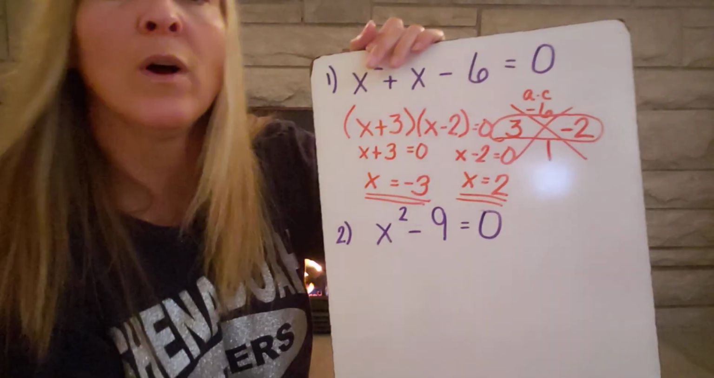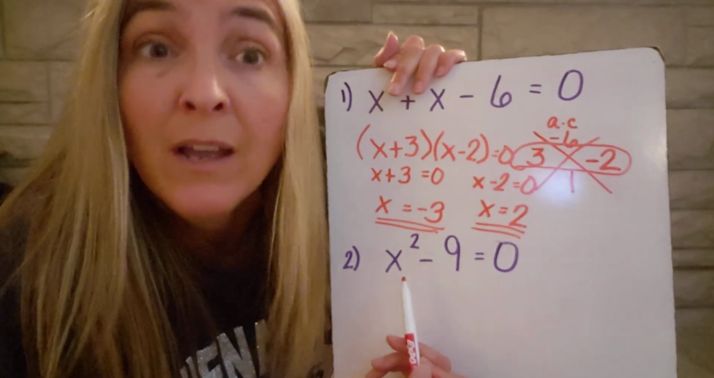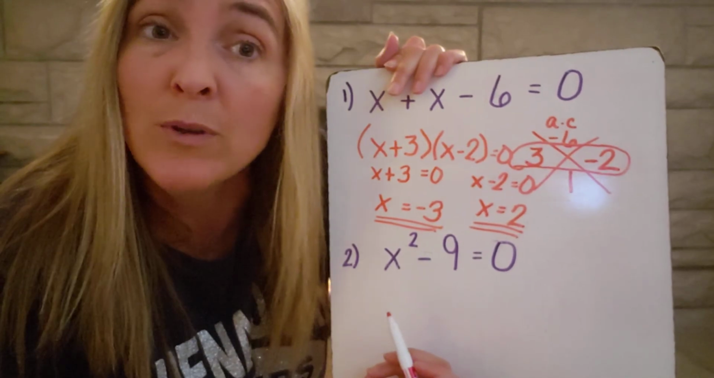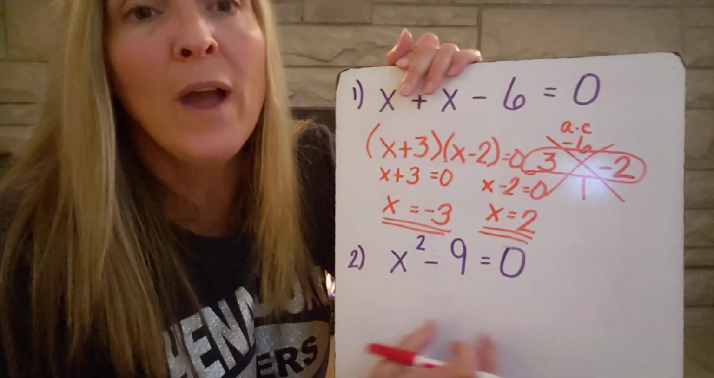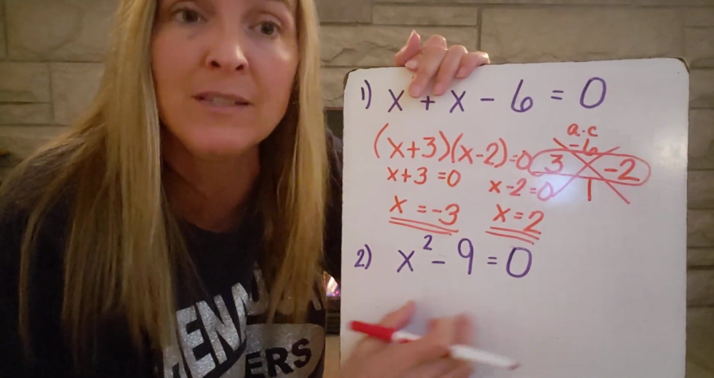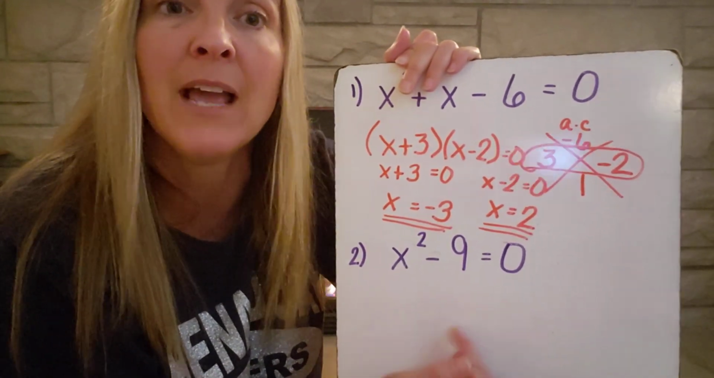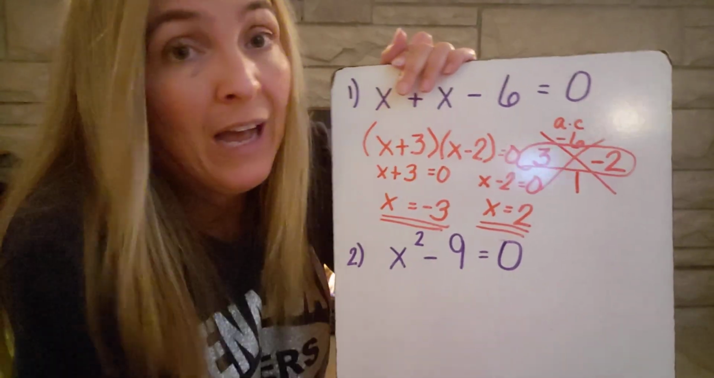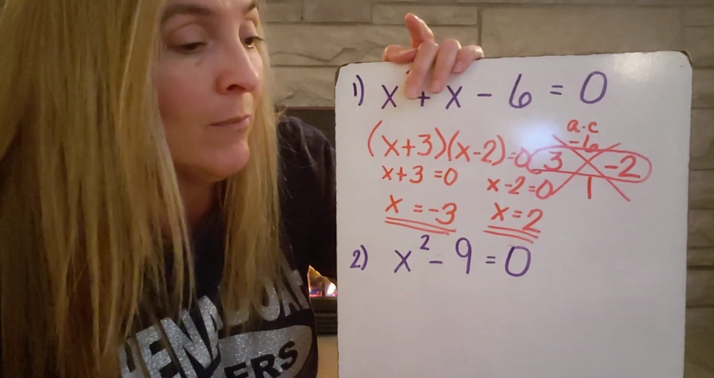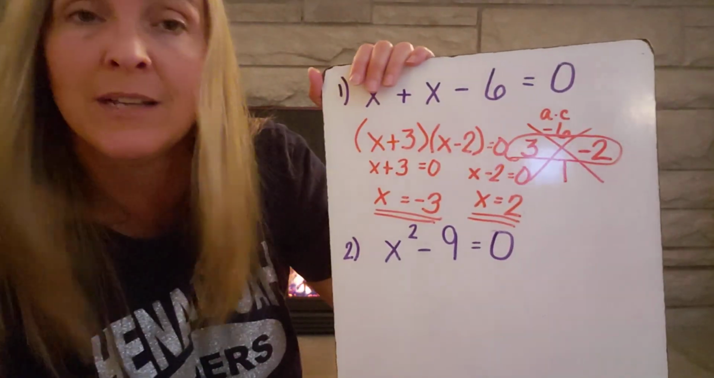This second one, x squared minus 9, I noticed, hey, these are perfect squares. So I would square root. And there's two different ways that you can square root this problem. You can simply square root it from this form, or you can add 9 to both sides and square root both sides. So I don't know that it matters. In my experience, as far as teaching algebra, it does not matter.